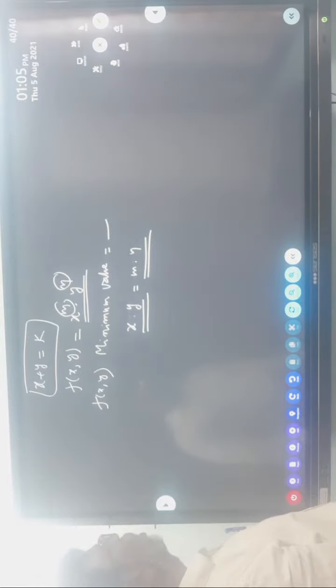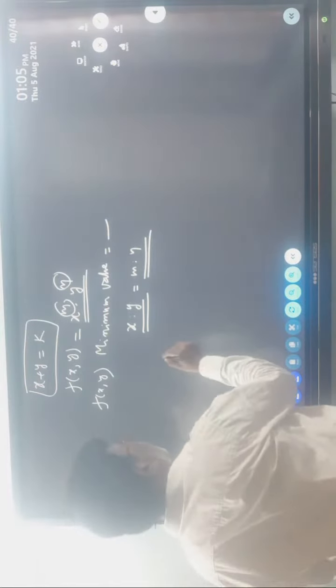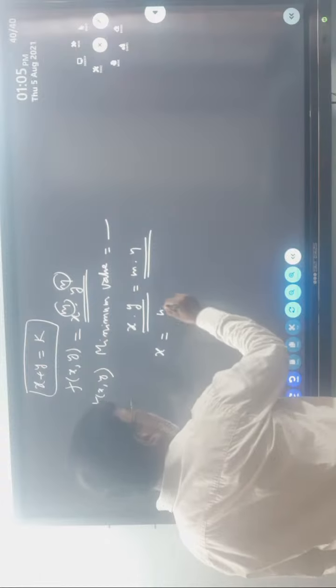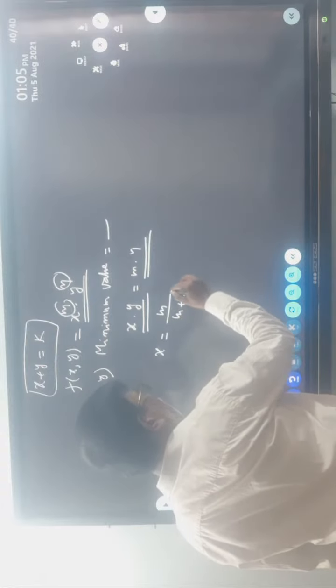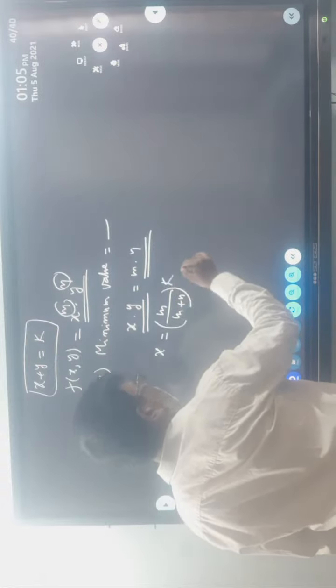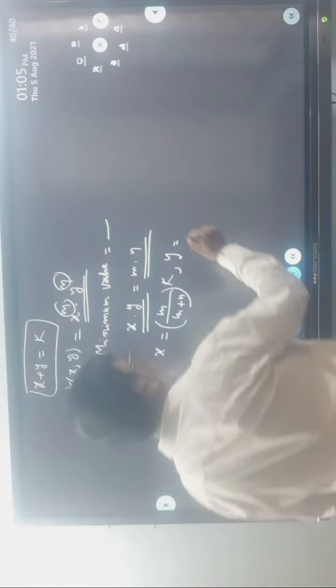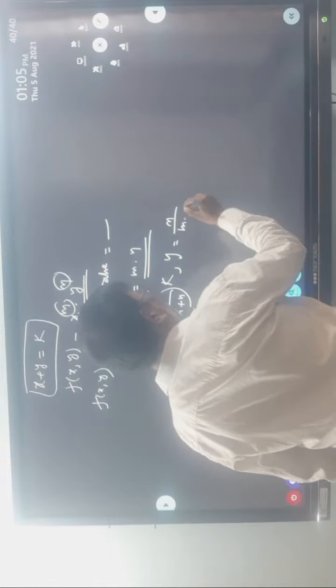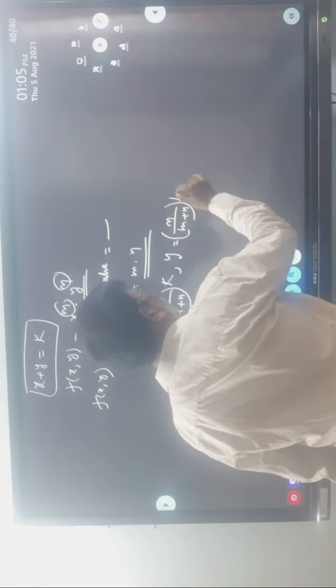Right. So then x plus y equal to k. Substitute that. x is nothing but m by m plus n into k. That is the value of x. y equals n by m plus n into k. That gives the value. Right.